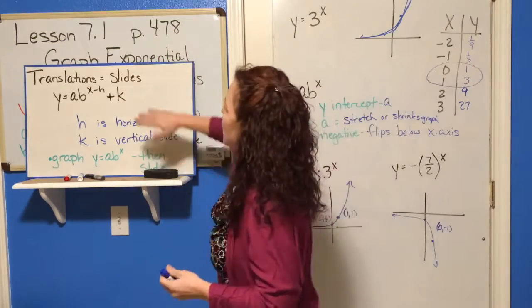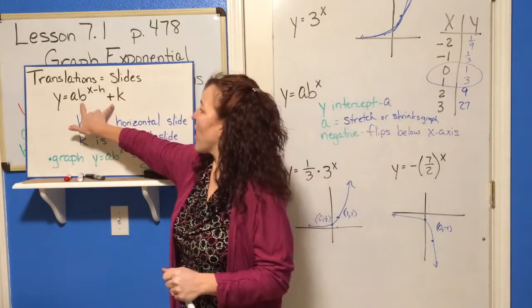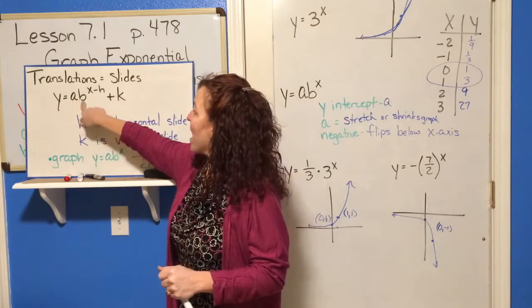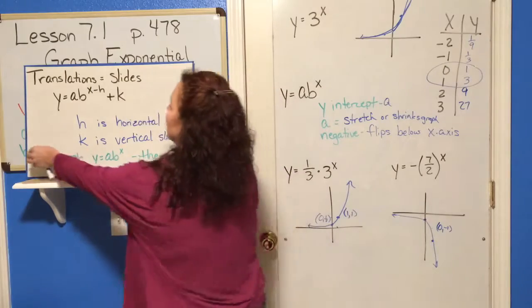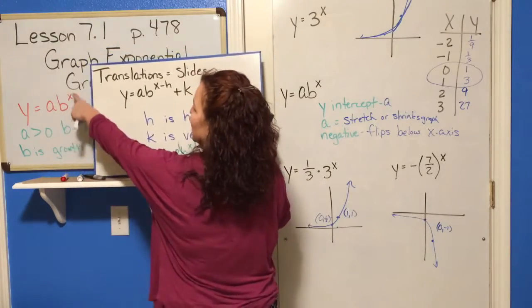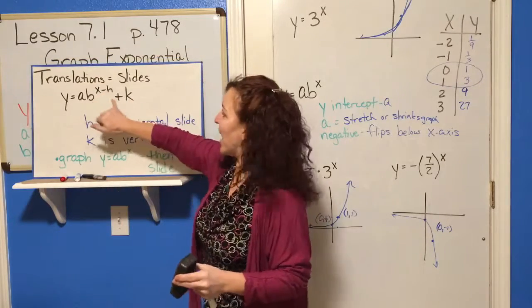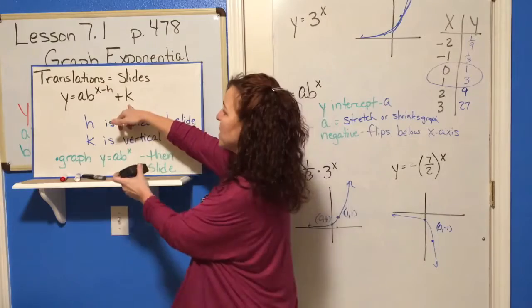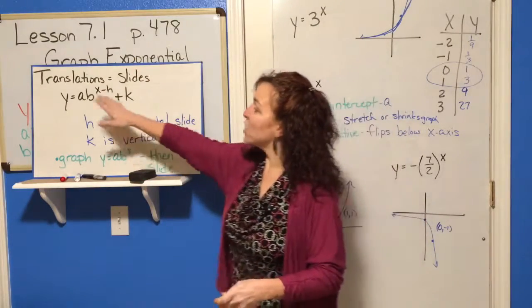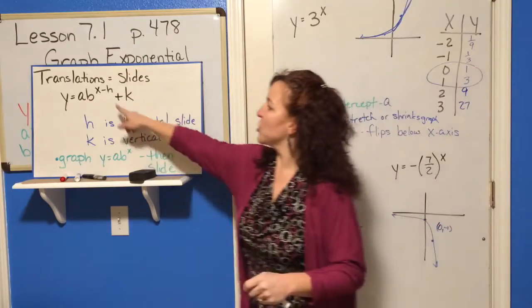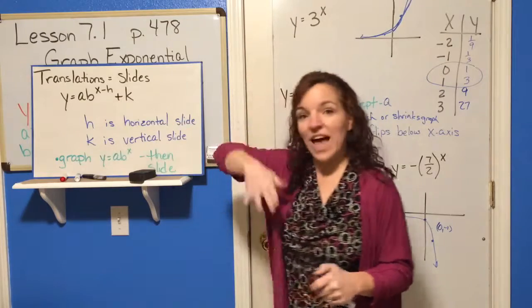Let's move things around. So a translation is another word for a slide. And this is what that graph will look like. If you have y equals a b to the power of (x minus h) plus k, and if you cover up this part, it's exactly what we just did. It's y equals a b to the x power. But if we subtract something from our x and then add a constant, now we've slid that graph up or down or left or right. And so just like in the other graphs, the h is our horizontal slide, so right or left, and k is our vertical slide, up or down.